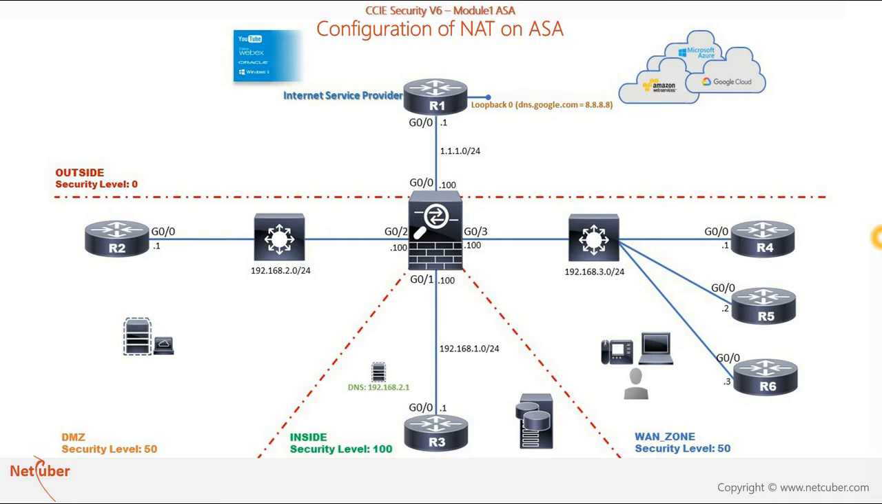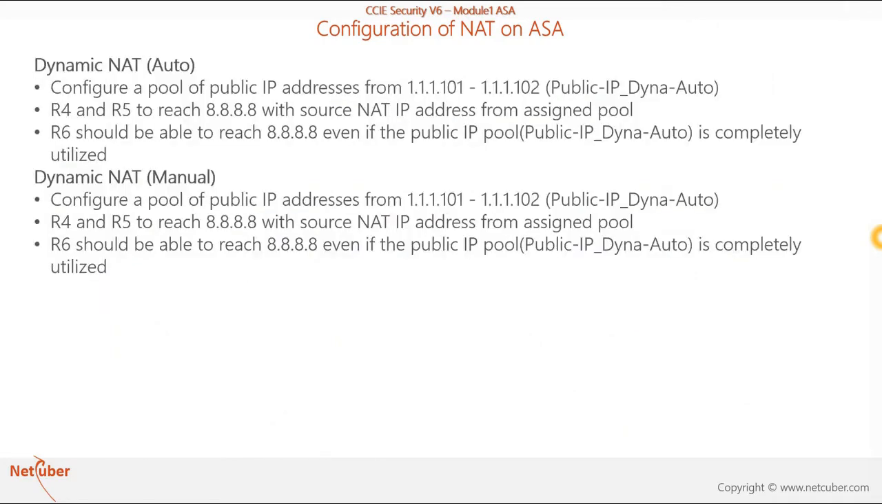So in this session we'll be configuring dynamic NAT by using auto and manual types. The first task, we need to configure a public IP pool, and we will try to reach from the source which are from the WAN zone segment, and we'll see what happens.